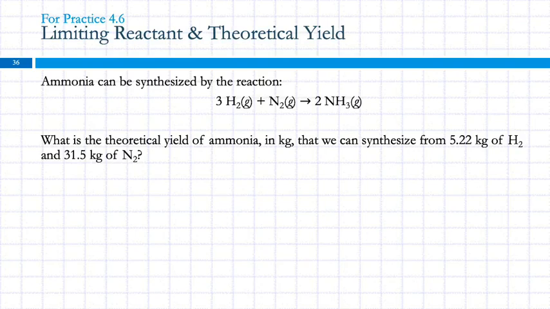Let's do another one. Ammonia can be synthesized by this reaction. What's the theoretical yield of ammonia in kilograms that we can synthesize from 5.22 kilograms of H2 and 31.5 kilograms of N2? Well, there's the kilograms again. Let's write these masses down. It's telling me 5.22 kilograms of hydrogen, 31.5 kilograms of nitrogen, and I want to know how many kilograms of ammonia. I'm given the mass of both of the reactants. That tells me it's a limiting reactant problem. So I'm going to take the one reactant and calculate the amount of product. I'm going to take the other reactant, calculate the amount of product. The smaller is my answer.